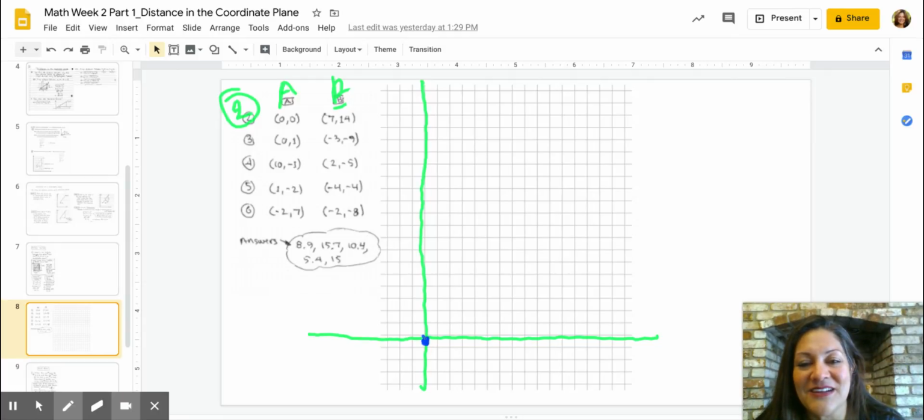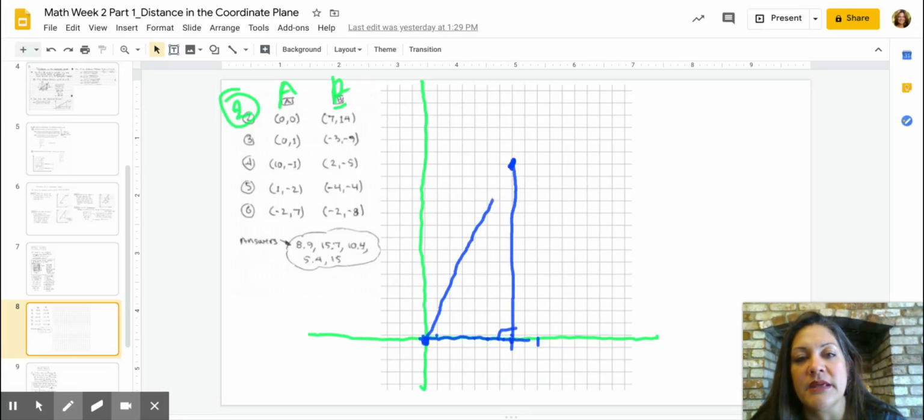All right, so 1, 2, 3, 4, 5, 7, 8, 9. Oh, 7, sorry. I got gung-ho. So here's 7. And 1, 2, 3, 4, 5, 6, 7, 8, 9, 10, 11, 12, 13, 14. Okay, so there's my point B. So first thing we're going to do is plot them. Second thing is we now need to draw lines that will connect in a right angle. Okay, and then here is going to be our hypotenuse.